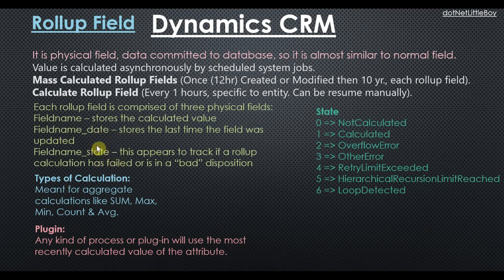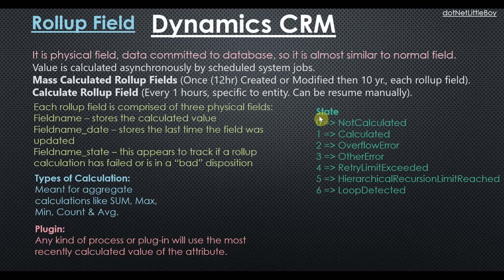Next is the state. This indicates what the state of the calculation was when it happened. Here we have several state values. If the field name state is 0, it indicates not calculated. If it is 1, it was calculated. If it is 2, there was an overflow error. When it is 3, other error. 4 means retry limit exceeded, 5 means hierarchical recursion limit reached, and 6 means loop detected.